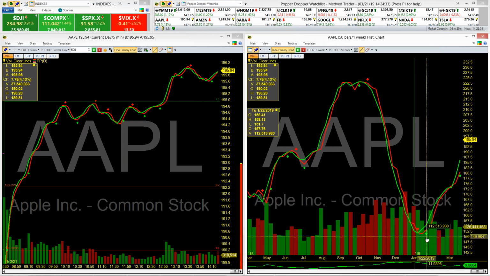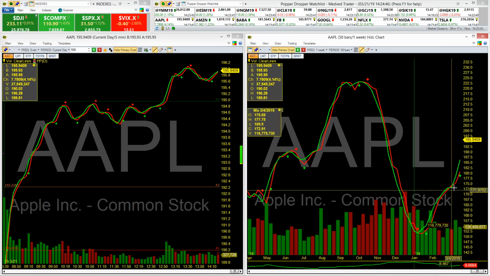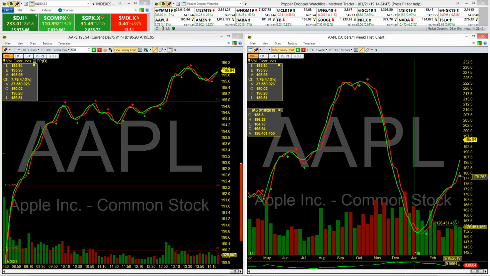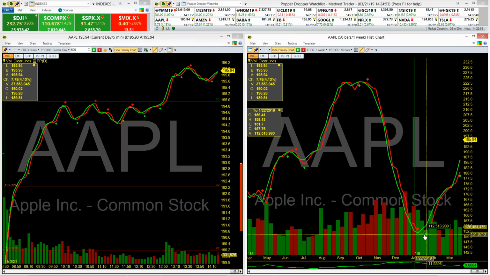So here's a nice one. Back in January, on the weekly chart of Apple, you had an up arrow, January 22nd, and it's been up since. We actually got a secondary bounce just recently. So this would be a point to add if you were a position trader, an intermediate position trader.